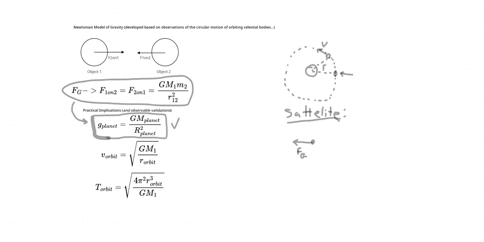Therefore, we can say that this Fg would be equal to the mass of our satellite times its centripetal acceleration, which could be described in terms of its constant circular speed squared, divided by the radius of the circle it's making, in which case that would be the radius of its orbit around the other object.